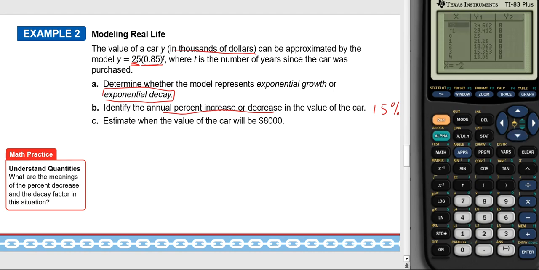I see that my car is originally worth $25,000. I can scroll down. After 5 years, it's worth about $11,000. 6 years, about $9,000. So after 7 years, it's worth about $8,014. So if we scroll down to 8 years, it drops down to just under $7,000. So my answer here would be at about 7 years.